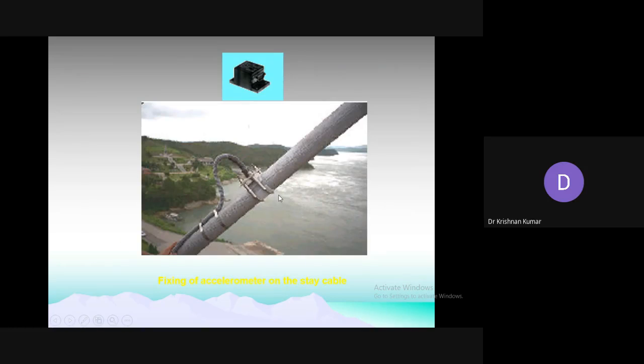Now this is one accelerometer we placed on the cable, and this is the gadget we have used for placing our accelerometer, and it is very well fixed. When the cable is vibrating, then that will sense, and we are sensing. Even now this is working. So 2004 I handed it over. Now after 16 years also this is working in good condition.